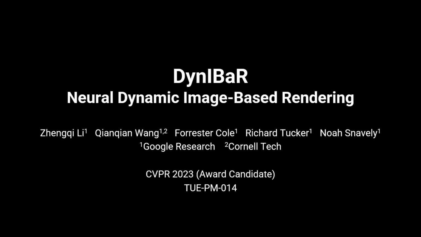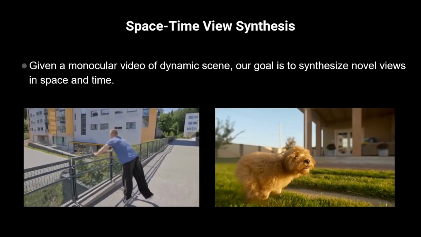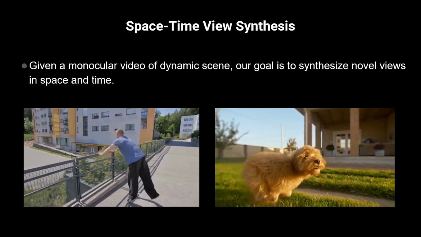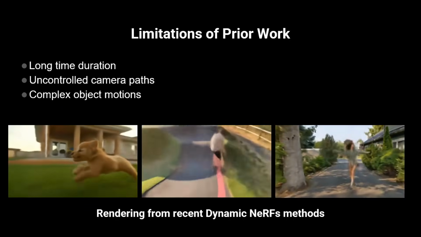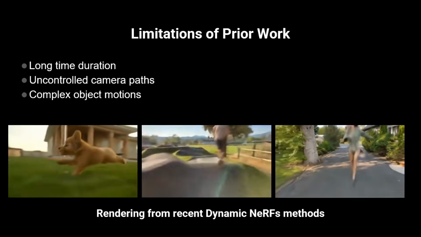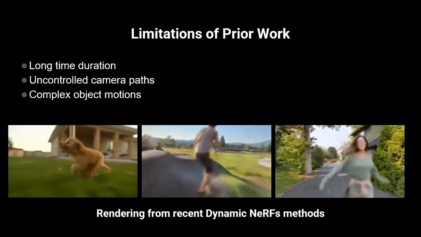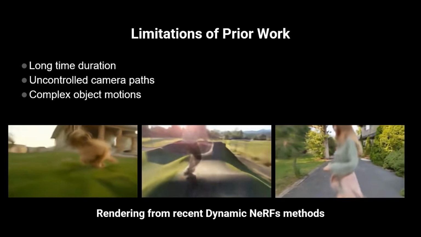We present DynIBaR, Neural Dynamic Image-Based Rendering. Given a monocular video of a dynamic scene captured from a single moving camera, our goal is to synthesize novel views in space and time. Due to the limited capacity of MLPs, prior dynamic NeRF methods struggle to scale to complex scenes captured in long videos with uncontrolled camera and object motions, producing blurry outputs.